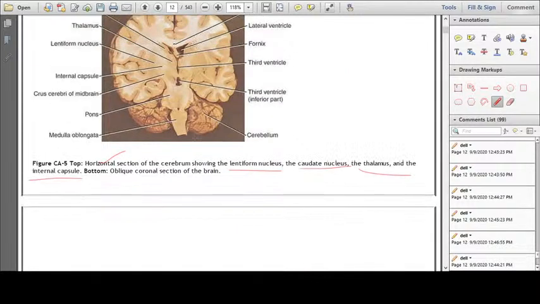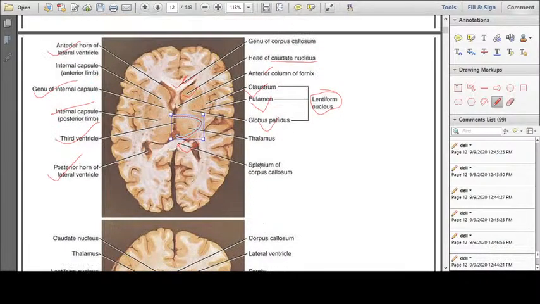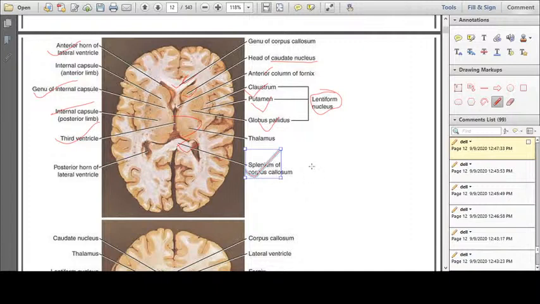So what are the structures that we need to understand in this figure? The lentiform nucleus, caudate nucleus, thalamus, and the internal capsule. So where is the thalamus? The thalamus is generally present in the middle. Yeah, this one is the thalamus. This one is the third ventricle. Thus lateral to the third ventricle is the thalamus. So this is the globus pallidus, putamen, claustrum, third ventricle, internal capsule, posterior horn of the lateral ventricle, splenium, and upper corpus callosum.